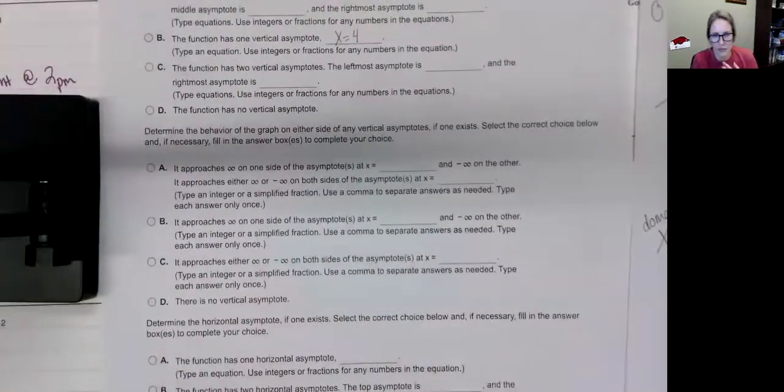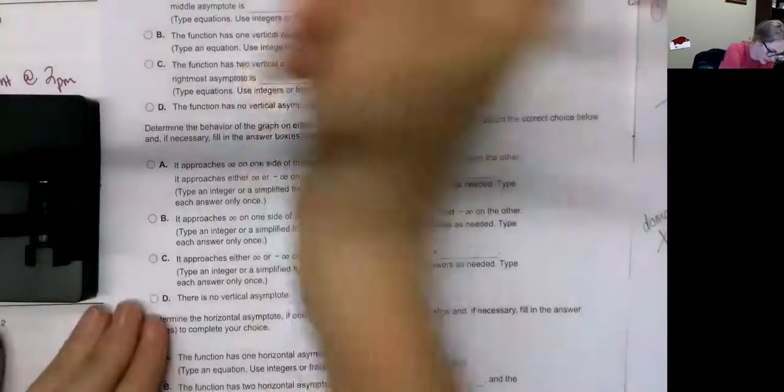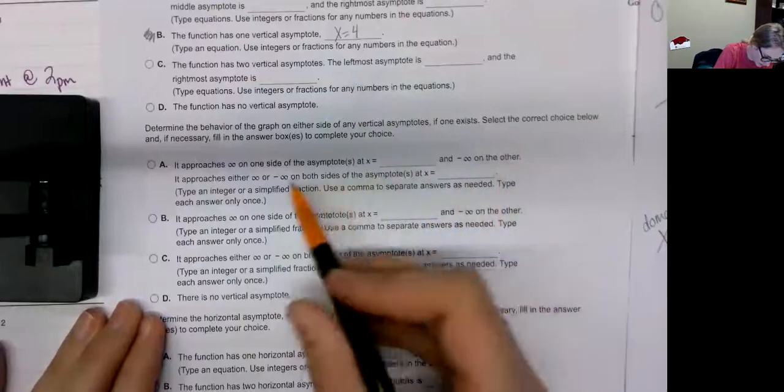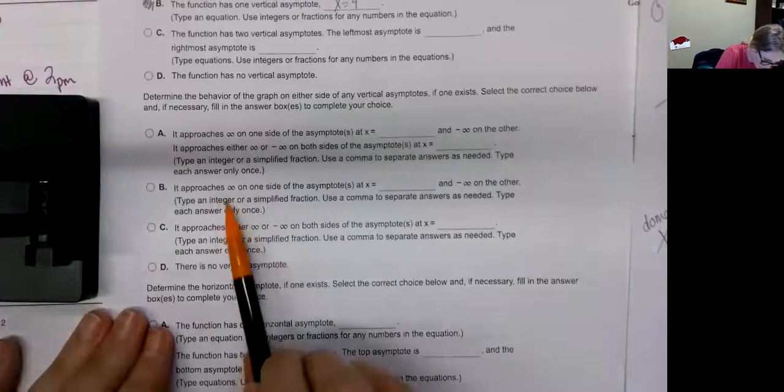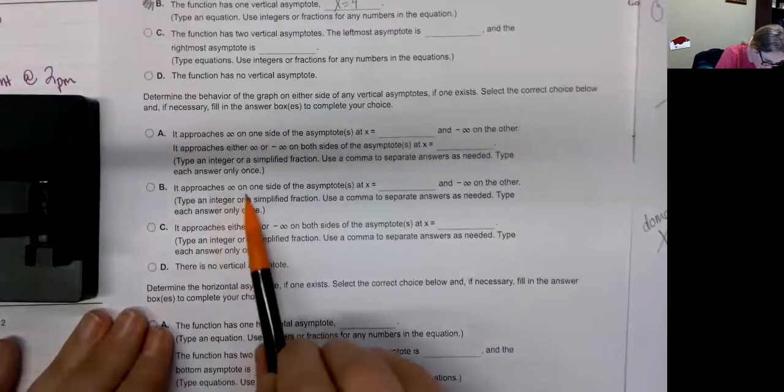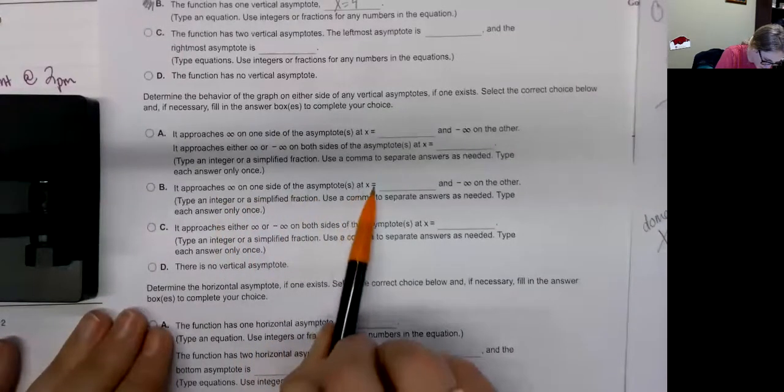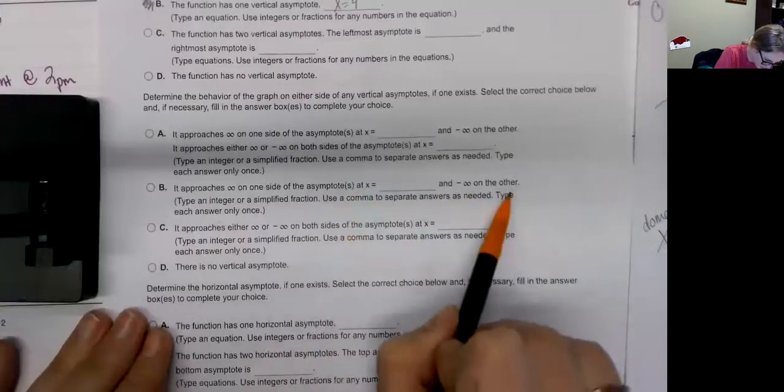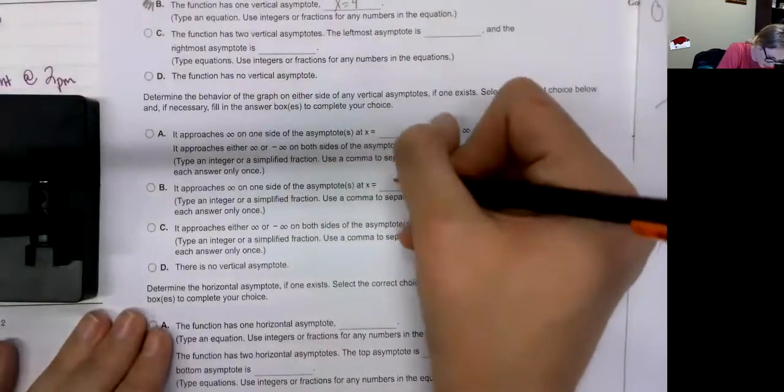Determine the behavior on either side of the vertical asymptote. So same thing here. The multiplicity of that is 1. Since it is 1, we approach infinity on one side and negative infinity on the other. Which one says that is our next question. Infinity on one side and negative infinity on the other, but that has 2. We only have 1 vertical asymptote, so it approaches infinity on one side of the asymptote and negative infinity on the other.